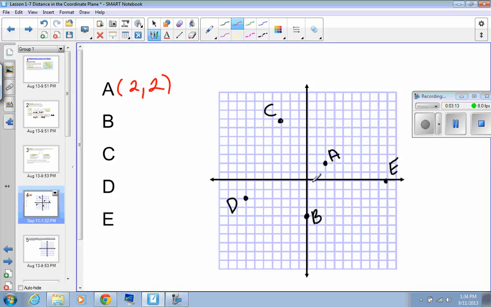So now I want you to practice writing the ordered pair for B, C, D, and E. Be careful with B and E. We might not move any left and right, but we go up and down. Here, we might not move up and down, but we did go right.